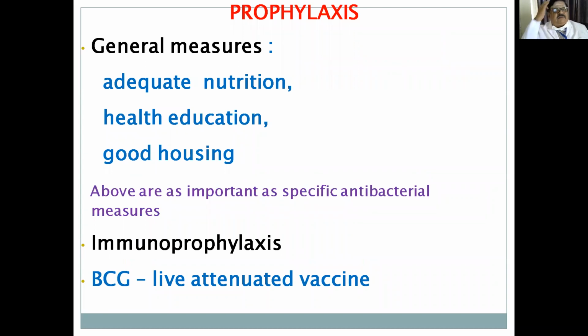Now, a word about prophylaxis. General measures: adequate nutrition, health education, good housing, proper ventilation, all these are required, and all these things are as important as the antibacterial measures that you take. Coming to immunoprophylaxis, BCG, as well as community control.